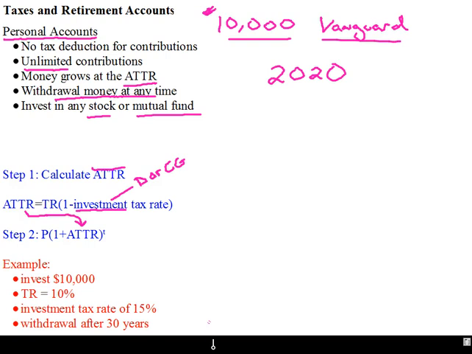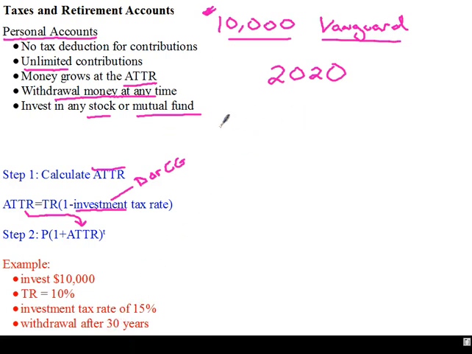Let's say that we have the following situation. Let's say that somebody puts $10,000 in the S&P 500 index fund at Vanguard. Your contribution was $10,000. Let's say that you have a total return of 10% per year. You earn 10% per year on that money. And let's say that the investment tax rate on your capital gains and dividends is 15%. And you're going to withdraw the money in 30 years. So how do I put that into these different steps and calculate how much money this $10,000 will turn into at the end of 30 years? How do I do that calculation?